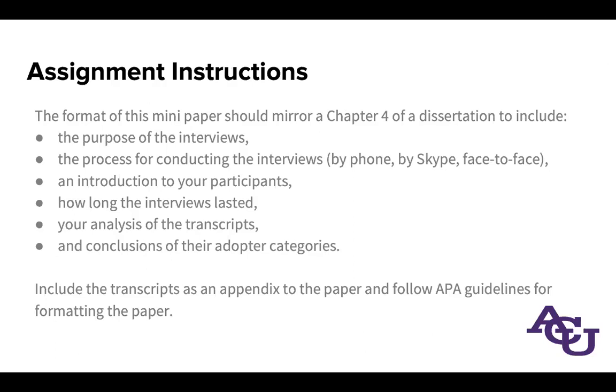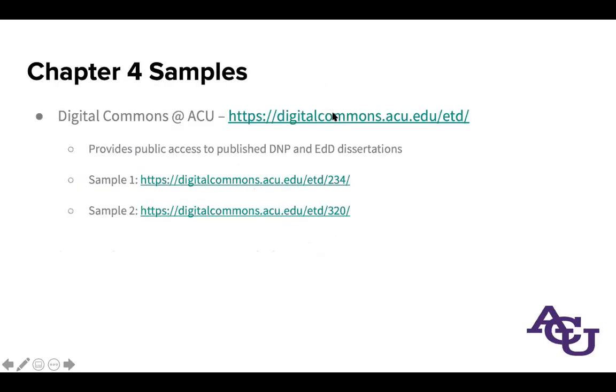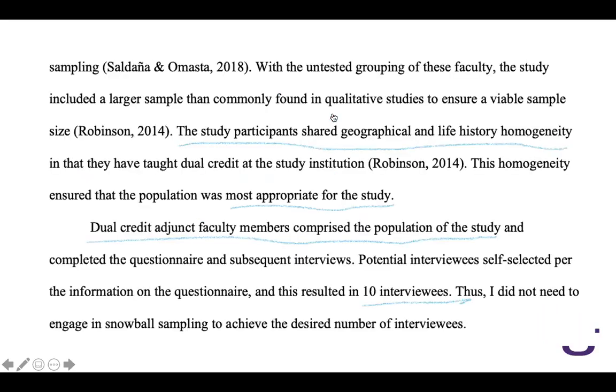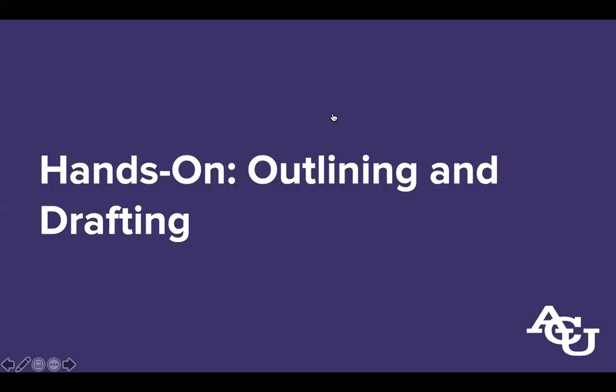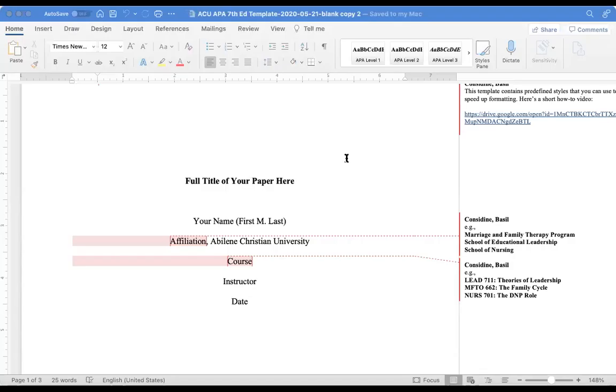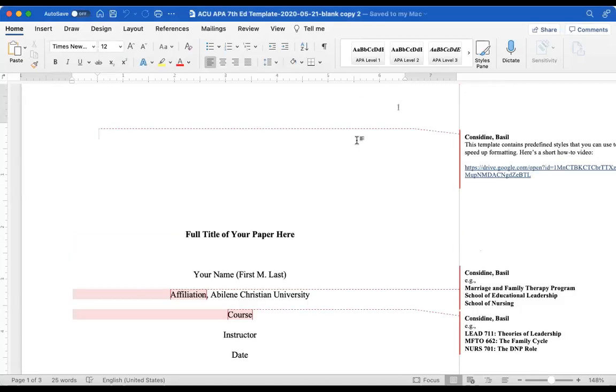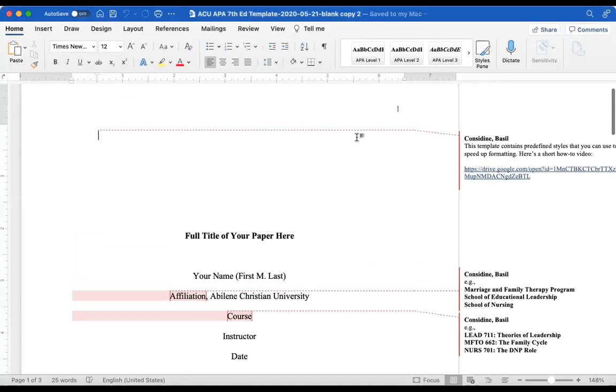At this point, let us change gears and move into the outlining section, because we're moving through here. We're about 30 minutes in, and we want to get down to brass tacks. So I have prepared a copy of the APA course paper template that I'm just going to clean up really fast.